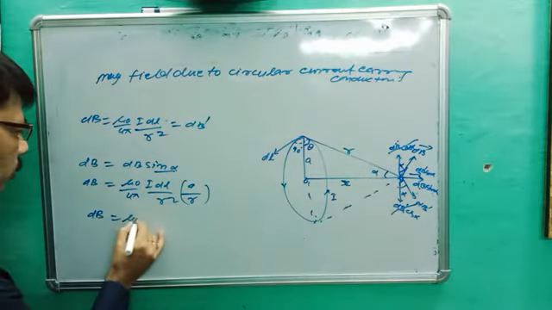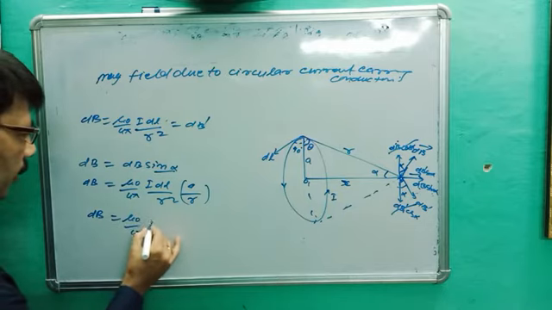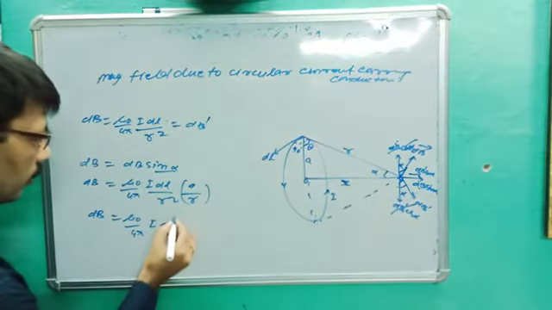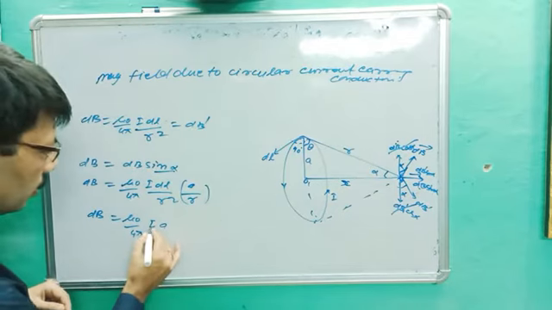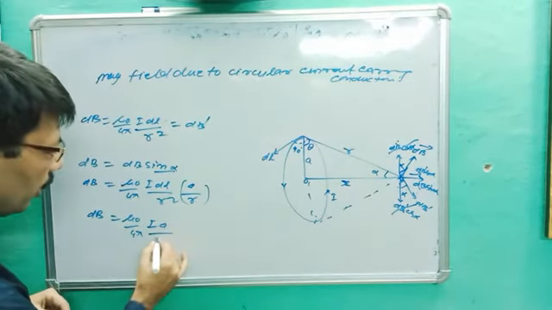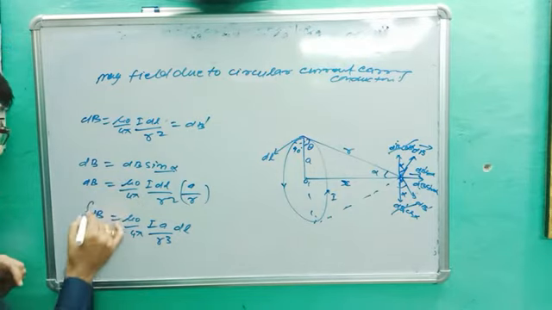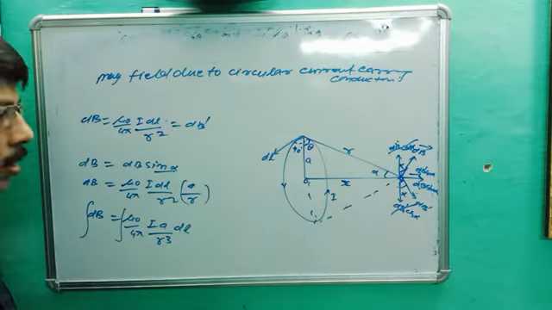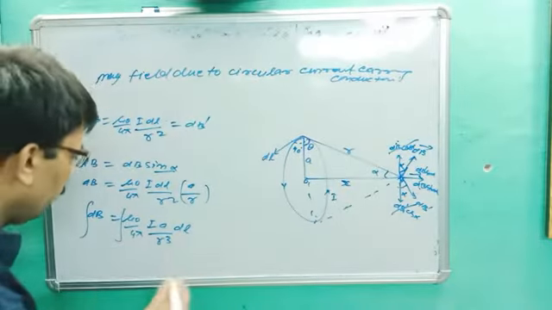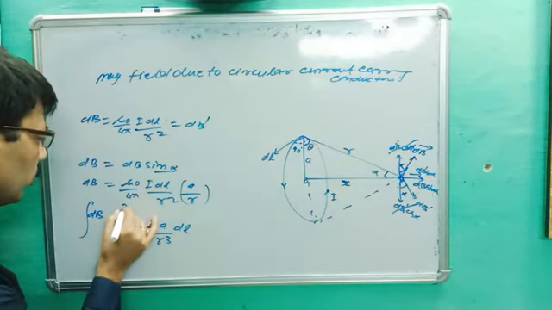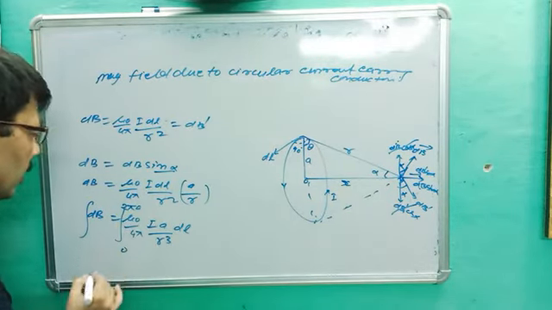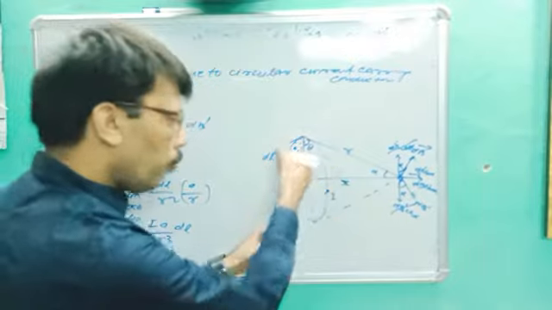dB is equal to mu naught upon 4 pi I into a upon r square into r, which will become r cube, into dl. Integrating both sides because we have to find out the whole value. The limits are 0 to what? The total integration is 0 to 2 pi a. Are you getting? 0 to 2 pi a.